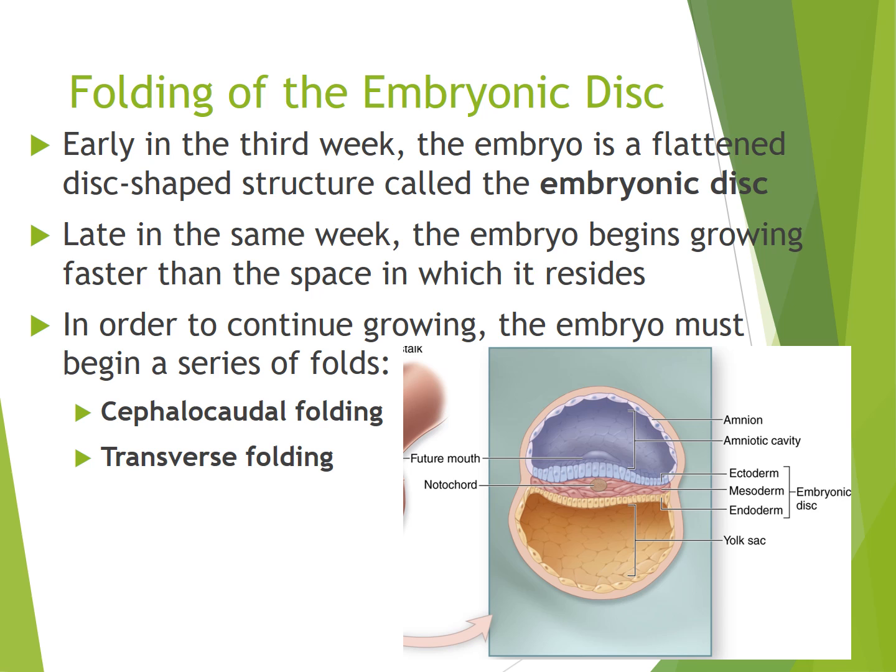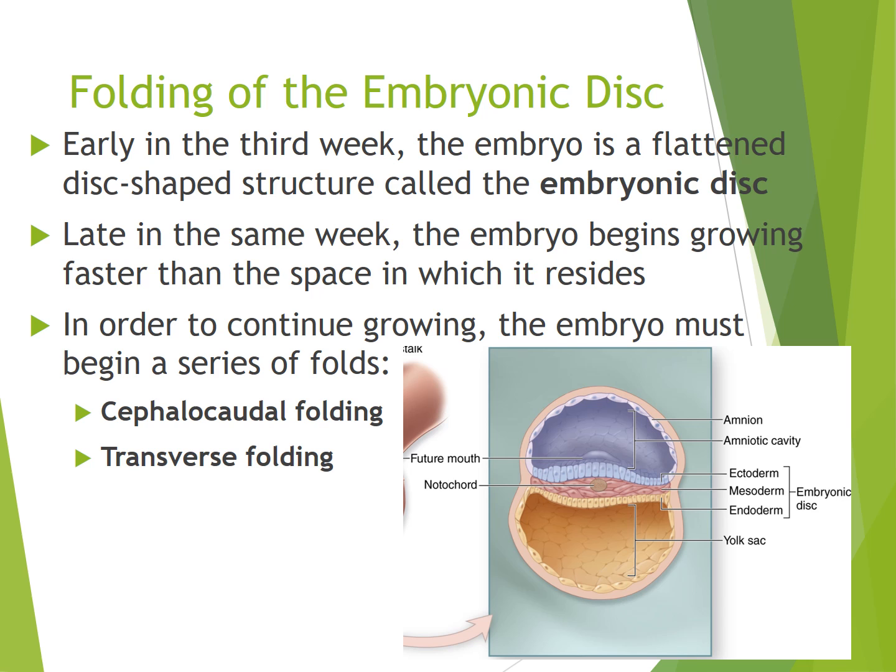However, the yolk sac does not grow at all. And so this differentiation causes the head and tail regions to fold on themselves. The second type of folding that occurs for the embryonic disc is the transverse folding, where the left and right sides of the embryo curve and migrate towards the midline. As the sides come together, they restrict and pinch off the yolk sac. Eventually, the embryonic discs fuse in the midline and create a cylindrical embryo.